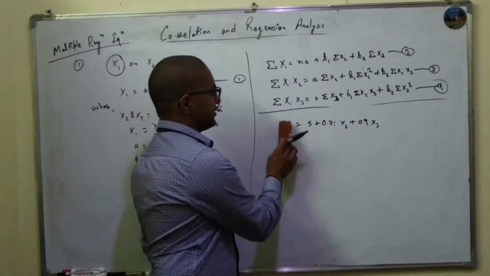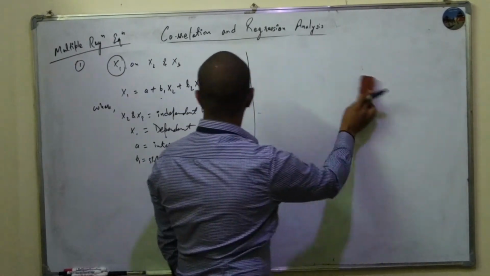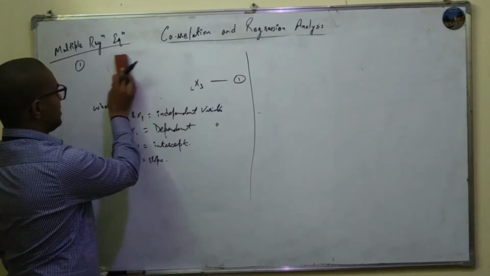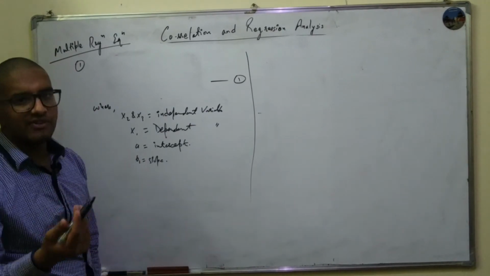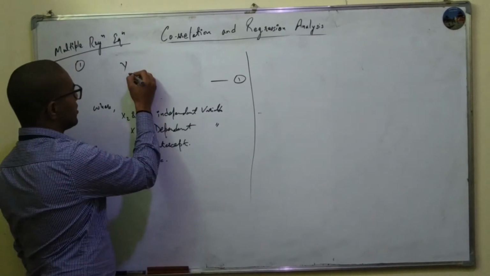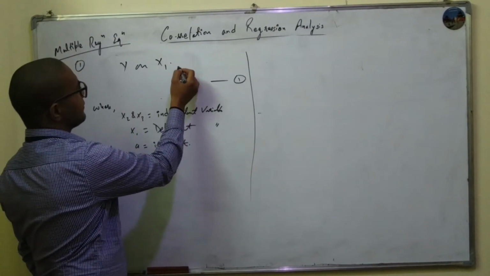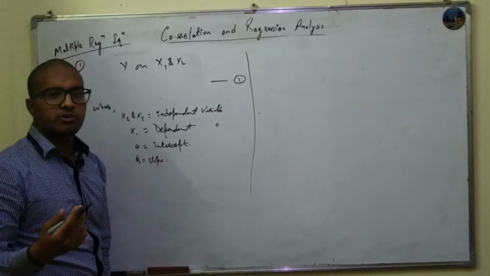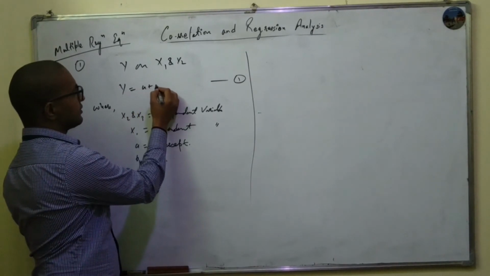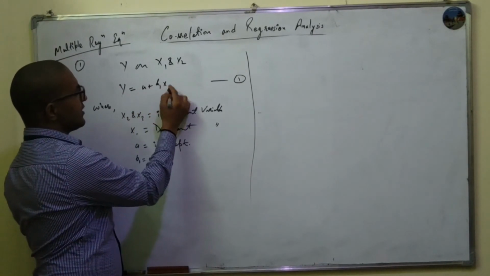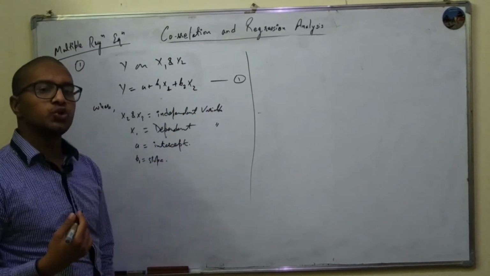So it's just the same thing. I'll teach you something else as well. Let's erase this, and this as well. Let's change our independent and dependent variables and see how it will vary. That's what I'm going to show you. So y on x1 and x2. What will the equation be now? It will be y equals a plus b1 x1 plus b2 x2.